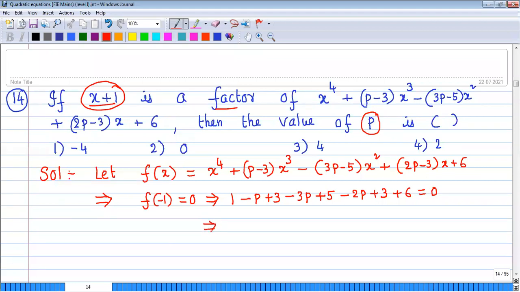So that implies 6 plus 3, 9, 14, 17, 18, minus p minus 3p minus 4p minus 6p equal to 0. So we have 6p is equal to 18. Obviously, p is 3. So 3 is not there.